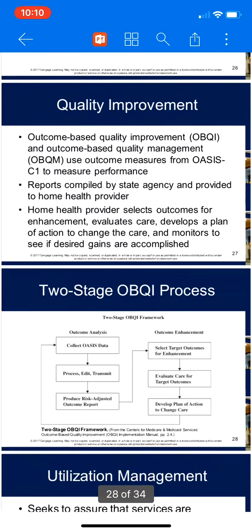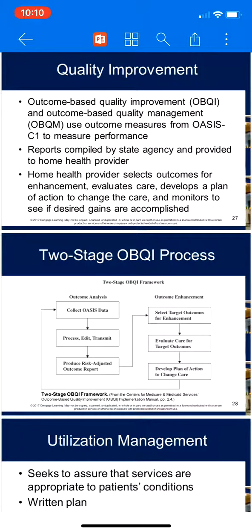And moving on to utilization management, but in the slides, on slide 28 and on page 469, you actually have an example of the two-stage outcome-based quality improvement framework. So you have your outcome analysis and then you have your outcome enhancement. So it's just one big process over and over again. So be sure to know that, figure 12-4.